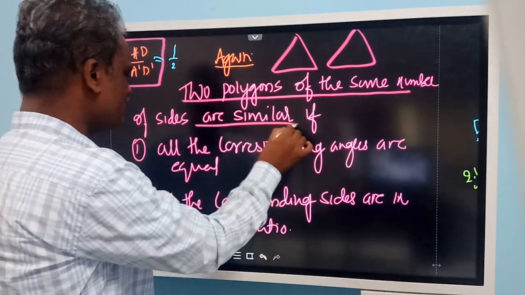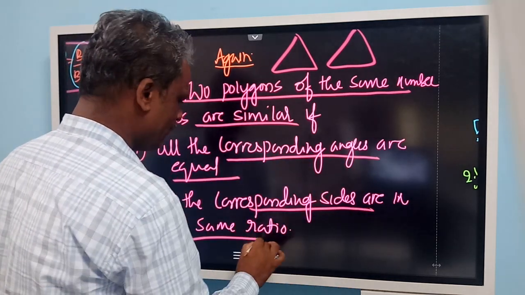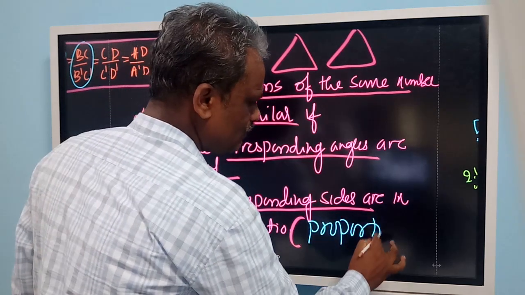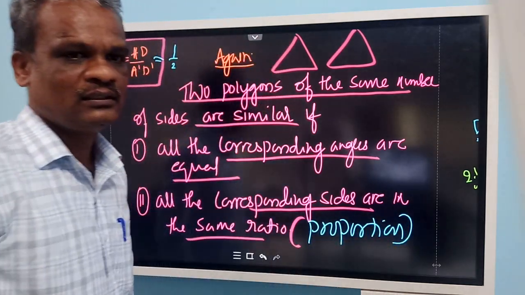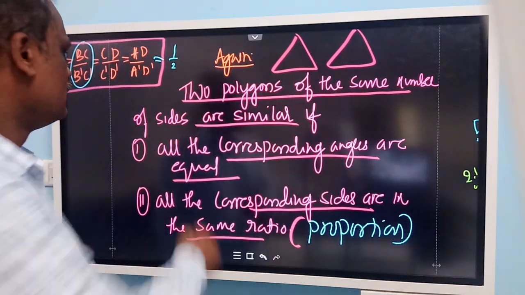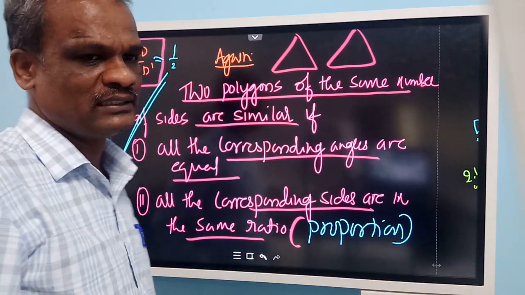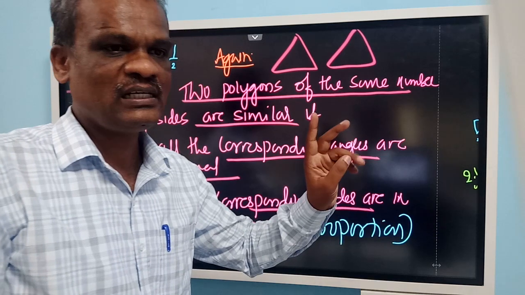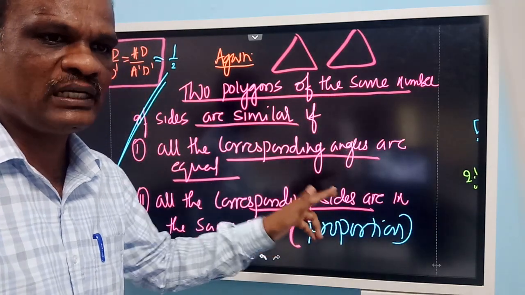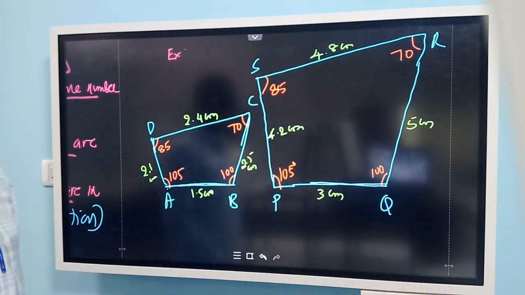So when we say that they are similar, the corresponding angles are equal and the corresponding sides are in the same ratio, or you can say they are in proportion. Both words can be used here, either in the same ratio or in the same proportion. So this is the definition of similarity of two polygons. First we learned similarity of two figures, now similarity of two polygons. Now look at these examples.